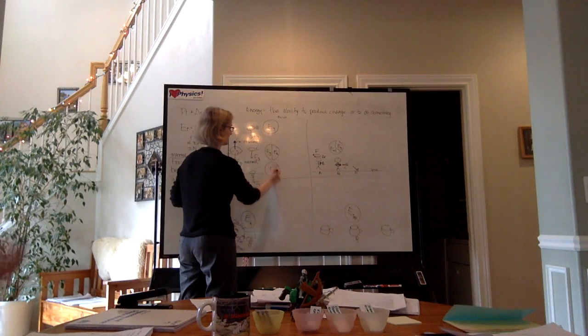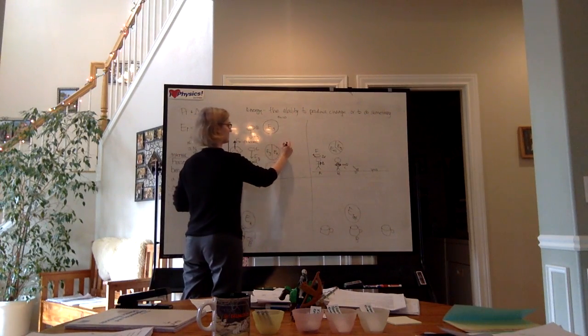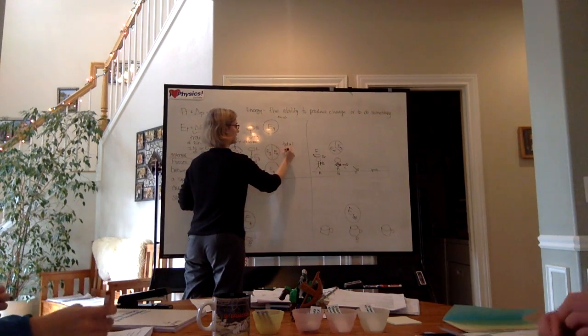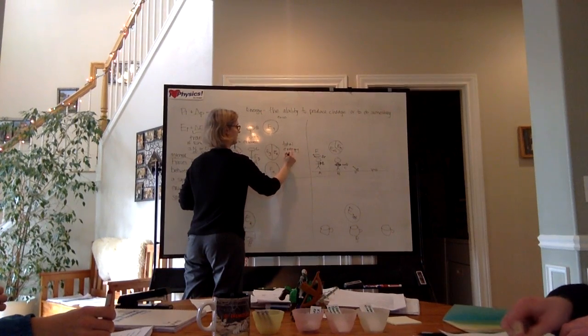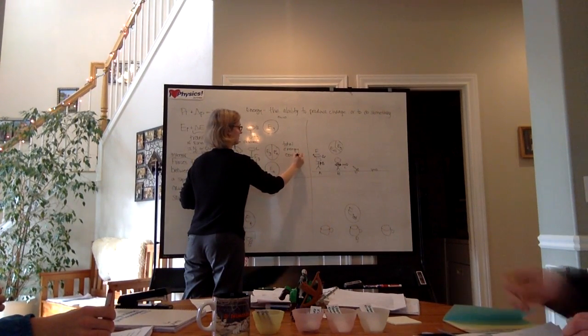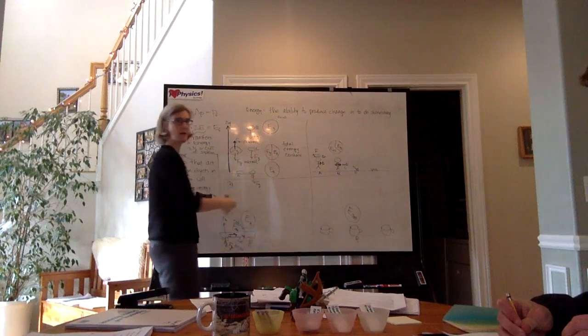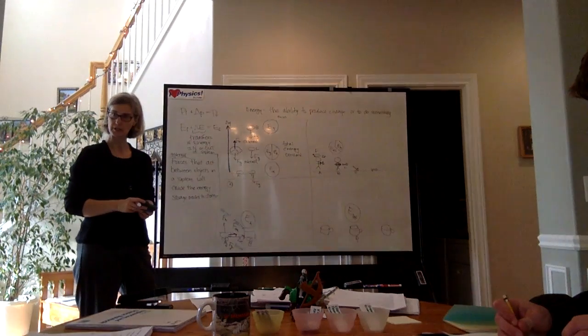So we have kinetic energy. All these circles are the same size because the total energy is constant. And it was an internal force that caused the storage modes to change.